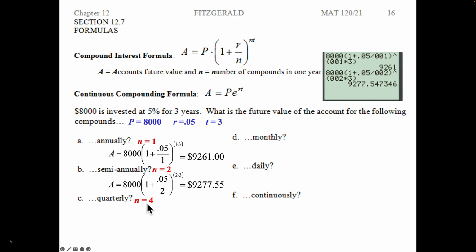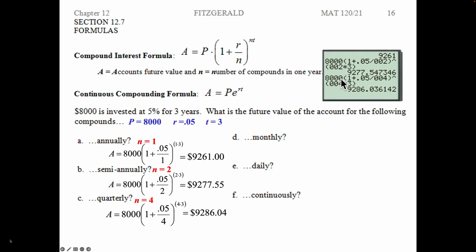Quarterly, N is 4. So everything stays the same except the 2 and the power in the denominator are going to be changed to 4's. So again, with your calculator, second enter to get this statement back. The 2 becomes 4, the 2 in the exponent, change the 2 to a 4. It's now $9,286.04. You'll notice that we're making more money.